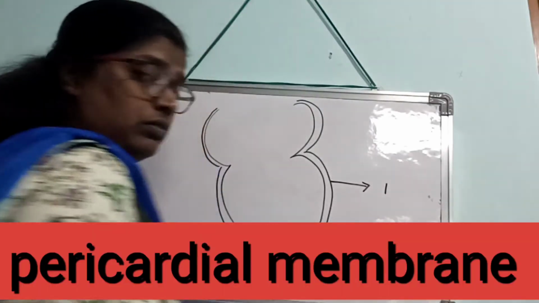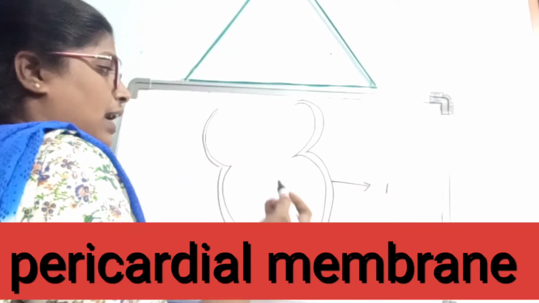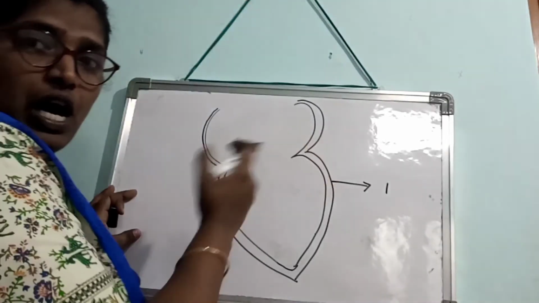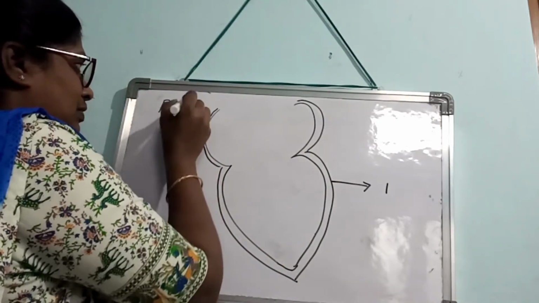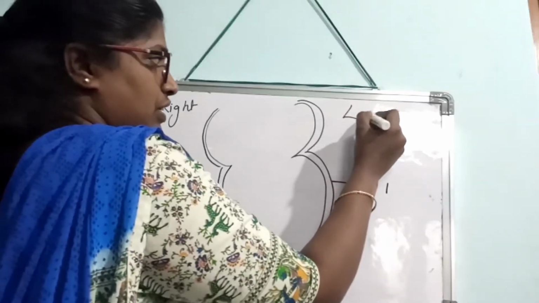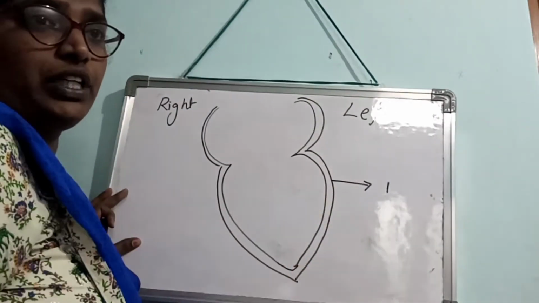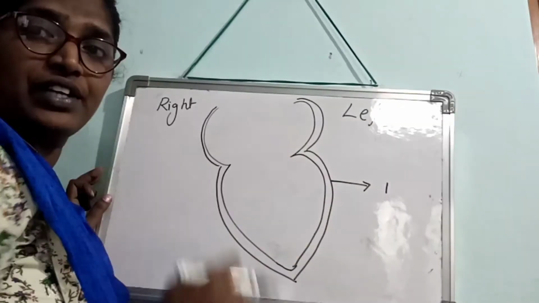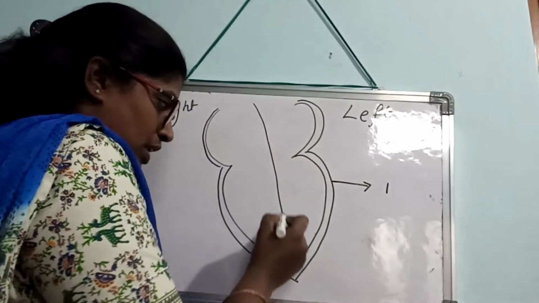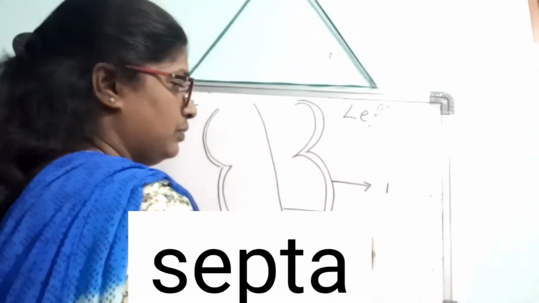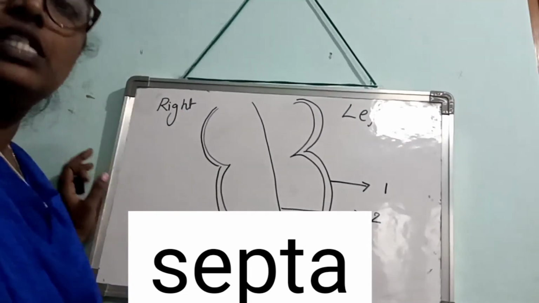Name it as 1, which is the pericardial membrane. The heart is divided into two halves, that is the right side and the left side. The right side and left side of the heart are divided by a thin muscular structure called the septum. This is number 2, the septum.